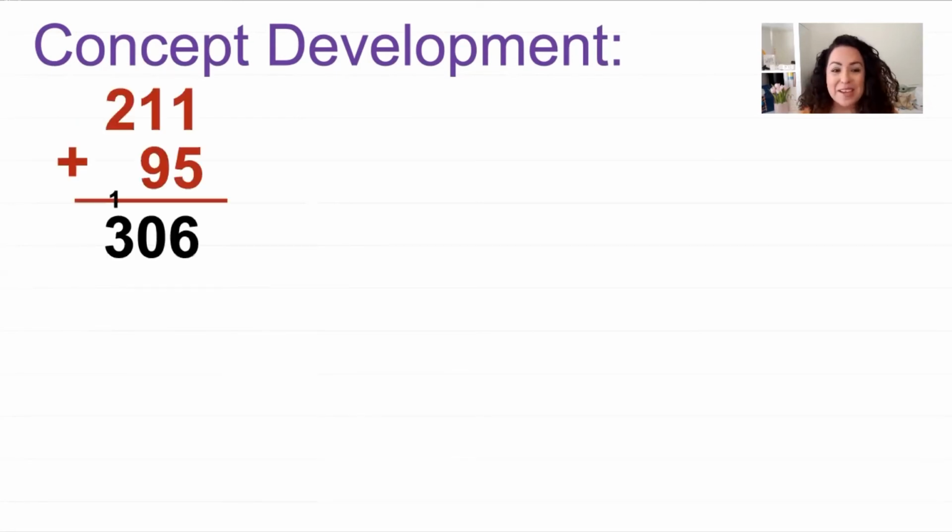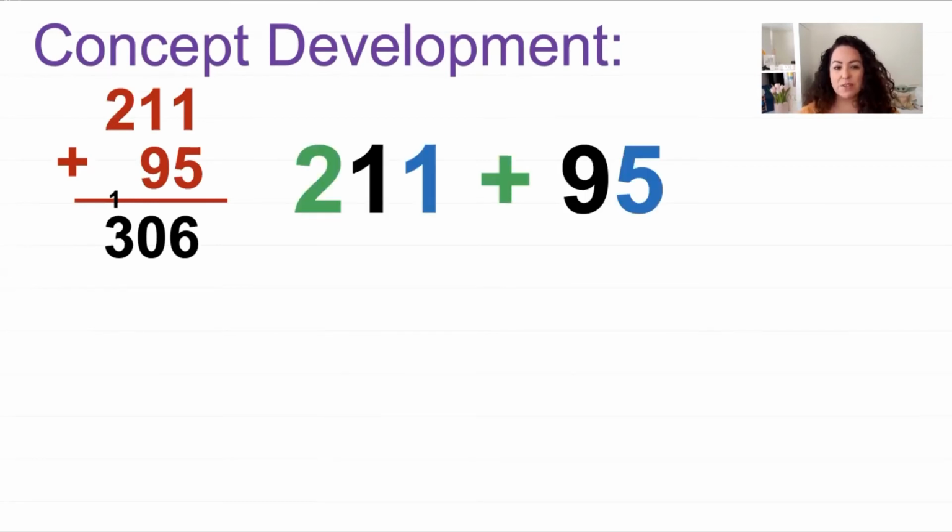Now, I love the algorithm and I love the place value mat, but let me show you another way. So I have the algorithm here, the same problem that we just worked on. So what if I write that problem like this, 211 plus 95? I wrote it horizontally now. So what if I break this number apart into chunks?